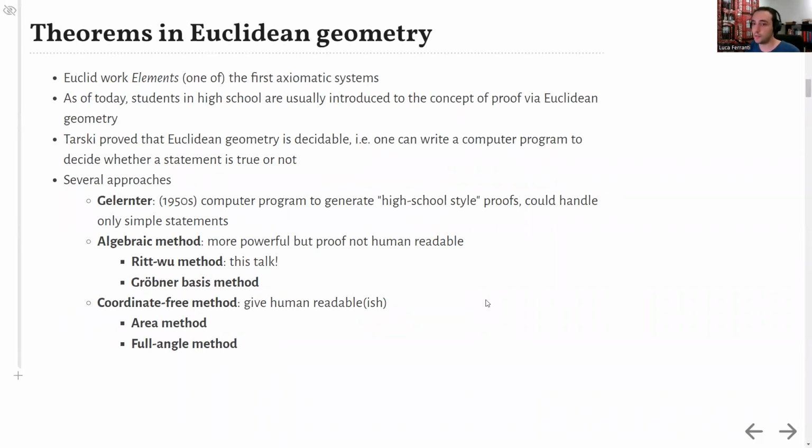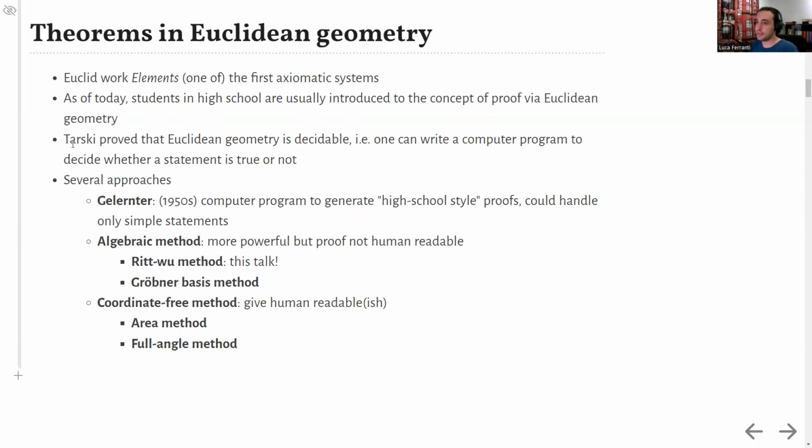First, why do we care about Euclidean geometry in the first place? Well, most are familiar with the Elements, the work of Euclid, where he formalized Euclidean geometry axiomatically. And this is important for being one of the first axiomatic systems in the history of mathematics. And even today, Euclidean geometry is still fundamental, for example, in pedagogy, as it's, for example, for high school students, the first contact to the concept of proof and axiomatic system.